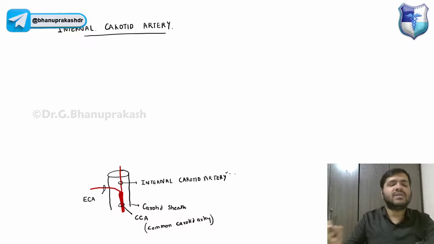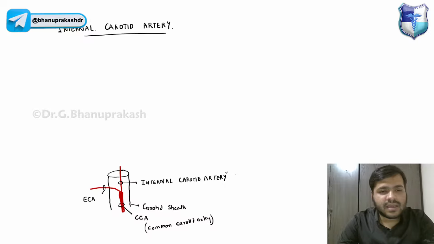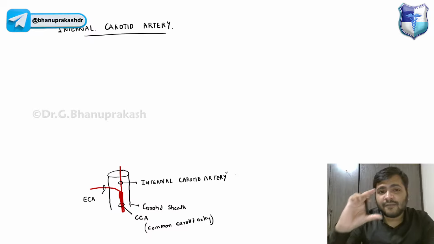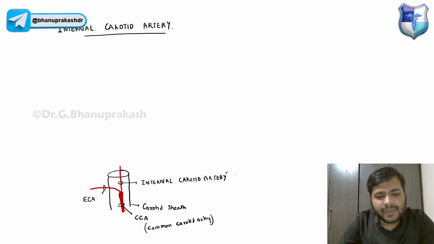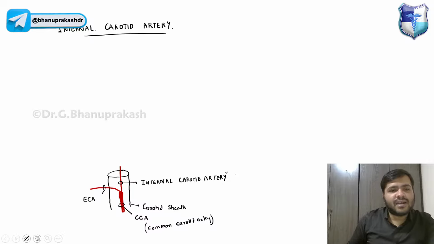Now, guys, remember the internal carotid artery is present inside this carotid sheath. That's why the very first part of the internal carotid artery is called the cervical part, because it is present in the neck region. And since this part is inside the carotid sheath, it will never give any branch.